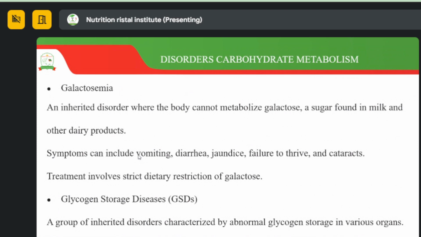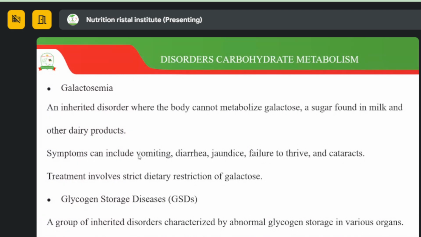Treatment here involves strict dietary restriction of galactose. Here you see the importance of a nutritionist: if someone has galactosemia, you as a nutritionist should be able to develop a diet for that person. You have to look into foods that are low in galactose, recommend them to the client, and develop your diet plan.